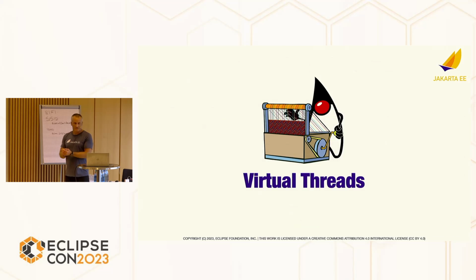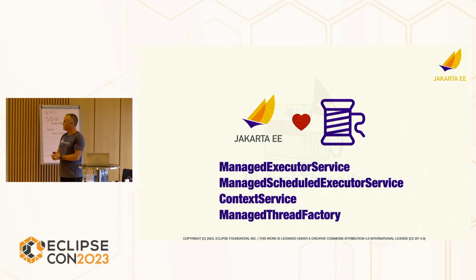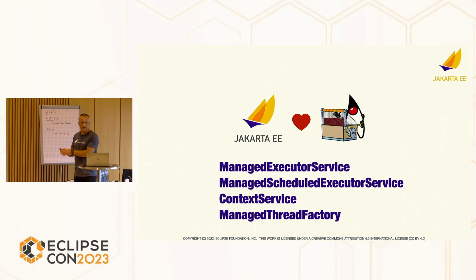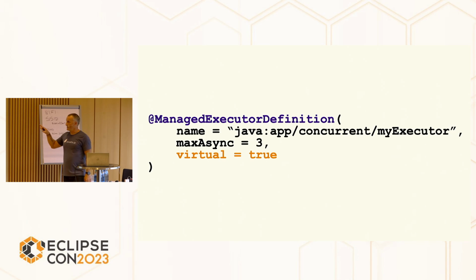Concurrency. That's about virtual threads. So we have Loom coming in 21. And what they want in Jakarta EE, traditionally we have all these managed ways of doing threading, like managed executor service and so on. And we aren't changing that. So what we're doing with Loom is to add support in some of these places.